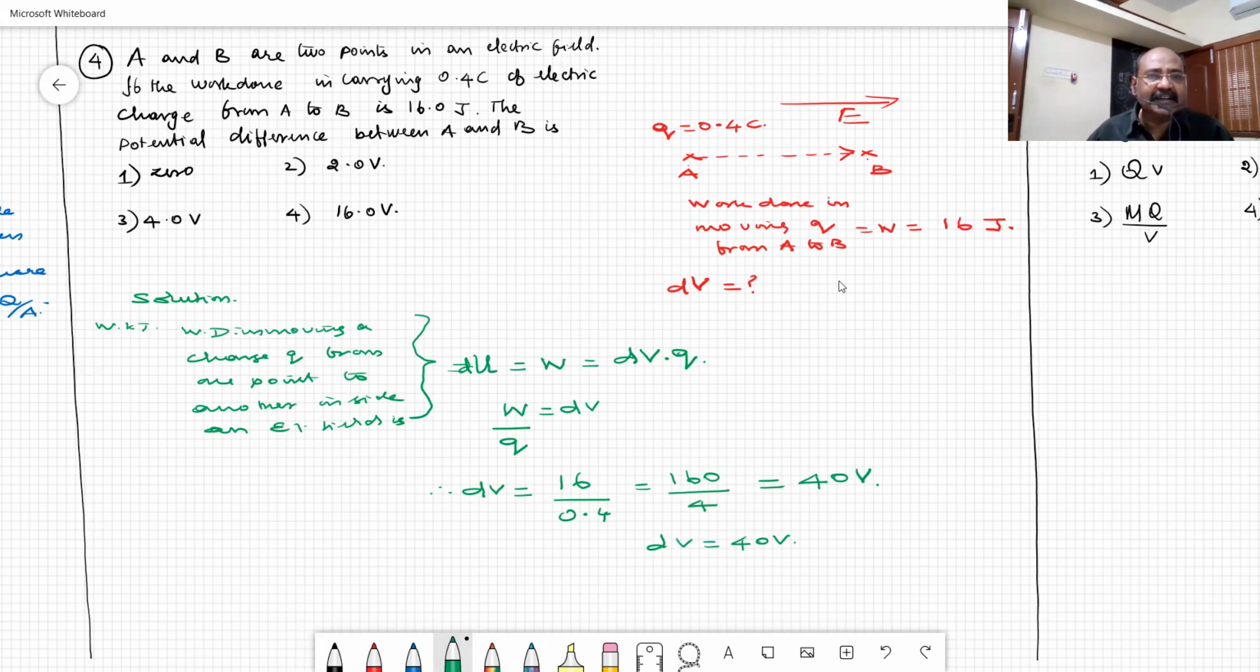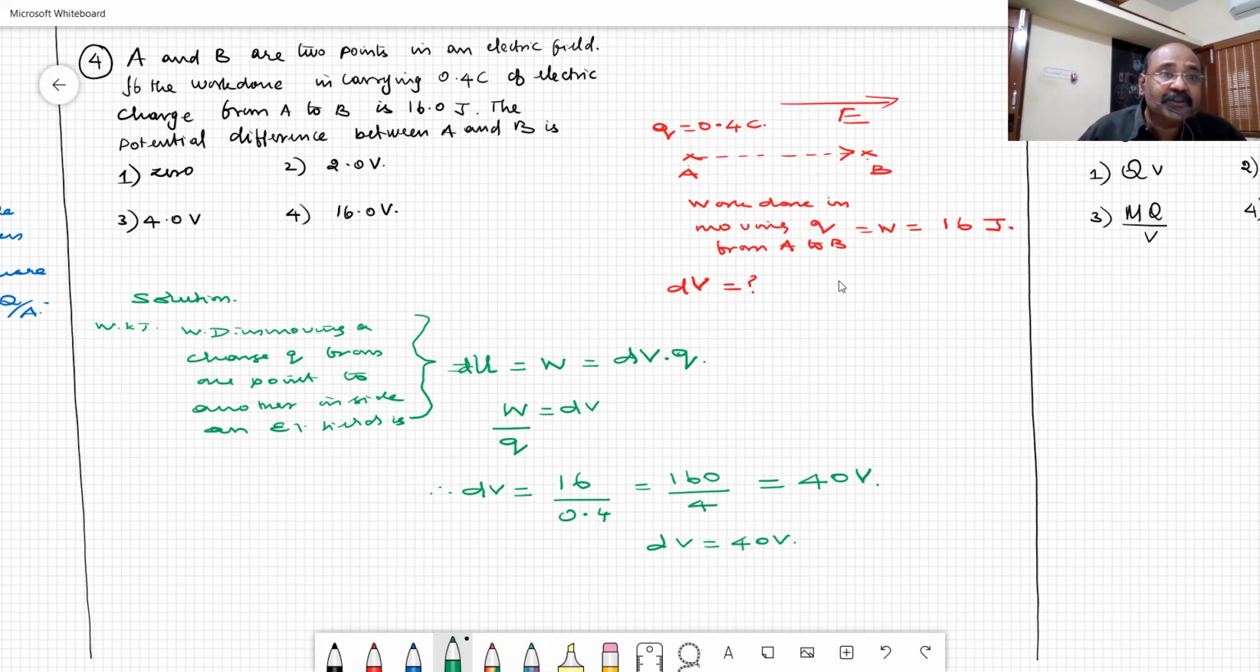So what is your answer then? Am I correct? 0.4 and the work done is 16. So 16 divided by 0.4. Let us wait. I am getting the answer as 40 volt, but there is no 40 volt in the options. So we have to go through the problem again.